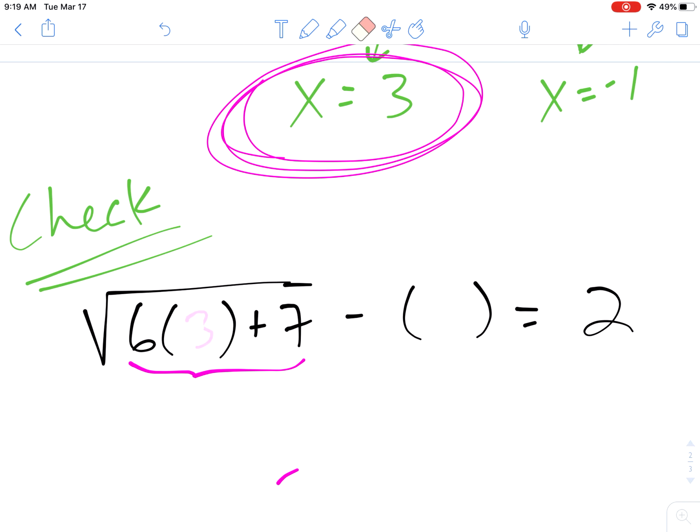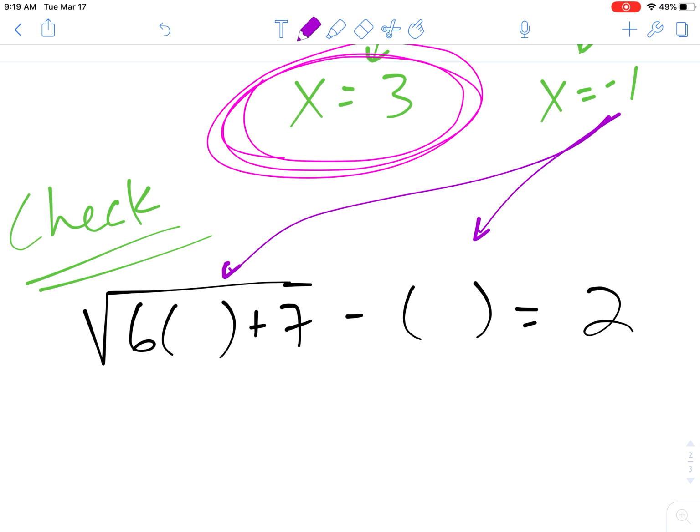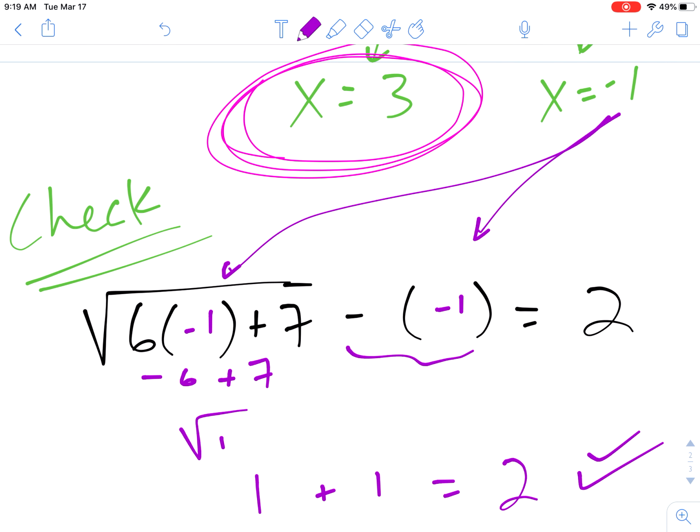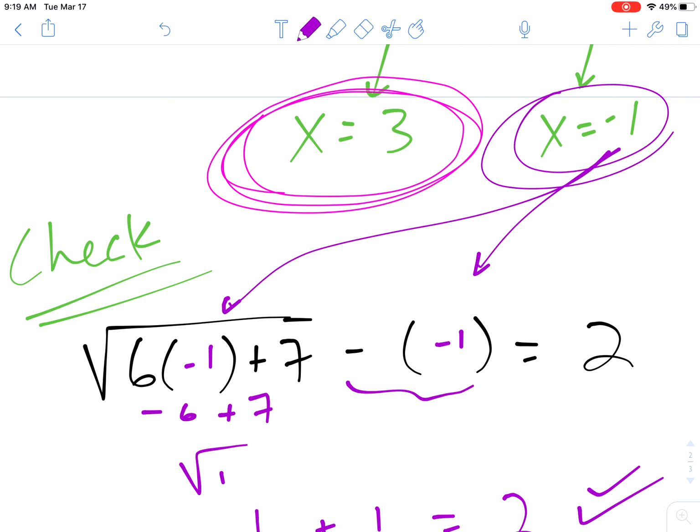So now it's just a matter of checking the other possible solution. The other possible solution was the negative 1. Okay, so put the negative 1 in there. This gives you negative 6 plus 7. Well, that's a 1. The square root of 1 is 1. This becomes a plus 1. Well, 1 plus 1 is 2. This one checks off also. So usually they check off, but you got to check them to make sure.